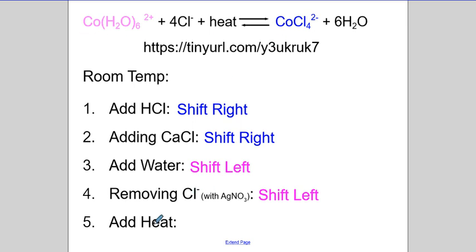And then last but not least is adding heat. Well, you'll see he starts with a pink test tube. He adds heat. Well, heat is right here on the reactant side, so he's adding a reactant. That's going to shift this direction because you're adding a reactant. It shifts to the product side, and so it shifts right and makes a blue solution.